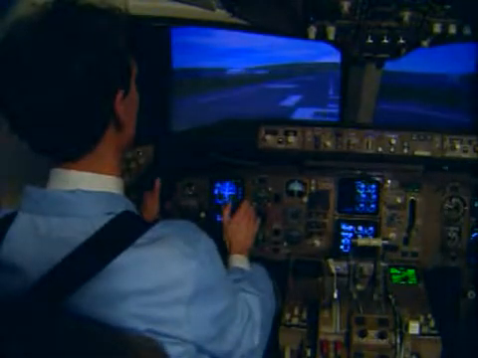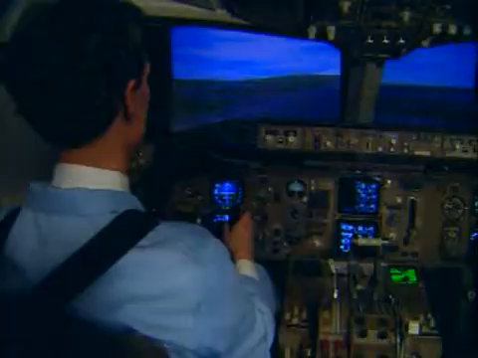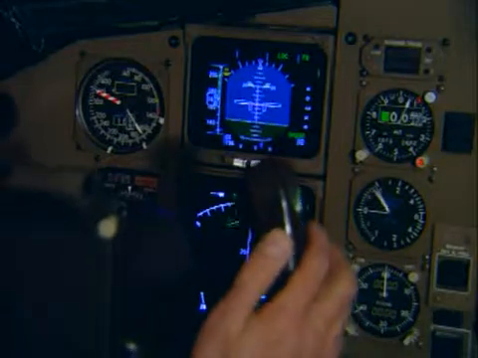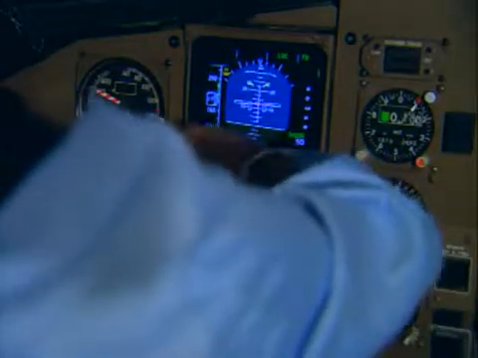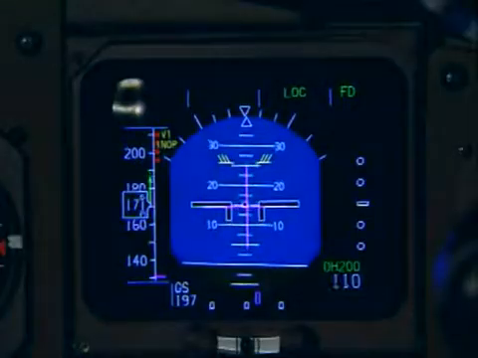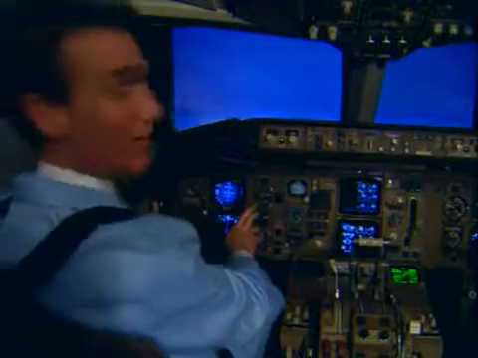Here we go. Okay, once we're flying, we use these gauges and instruments to keep track of things we need to know, like how fast we're going, how high we are, how much fuel we have left. That way we can measure things and land and fly planes safely every time.